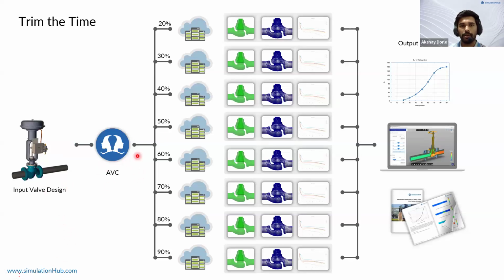This is how it works in parallel. So each opening gets a dedicated server, dedicated instance, and all of the 10 openings or all of the 9 openings run in parallel, do all the parallel computations, and at the end give a nice consolidated qualitative and quantitative results along with the consolidated report.